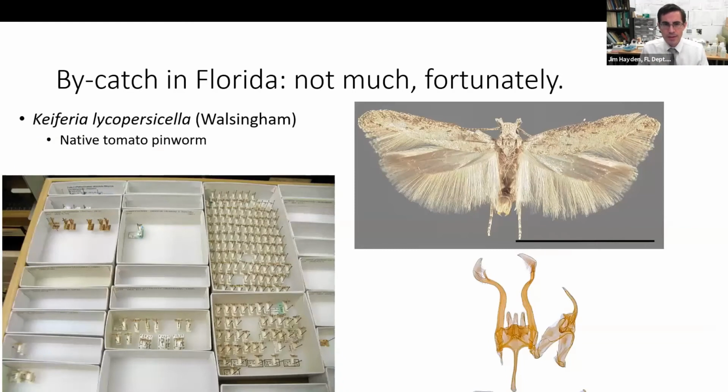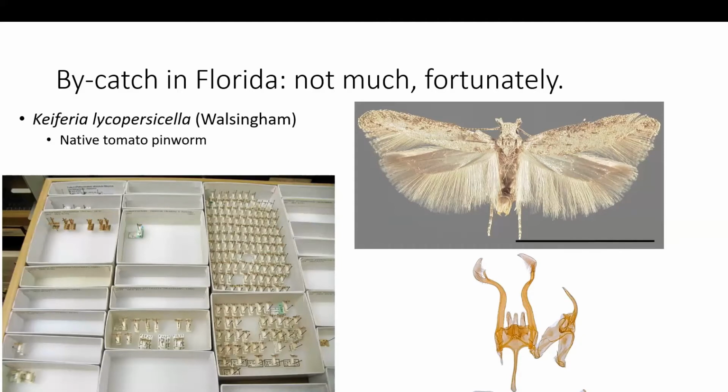Our experience in Florida is a few things. And Julieta, I'm going to ask you to please chime in and correct me where I'm wrong, because really you see a lot more of the traps than I do. Probably all of them, the trap catch. I think that Keiferia lycopersicella is also attracted to Tuta pheromone. It is the main thing we see. Okay. Mm-hmm.